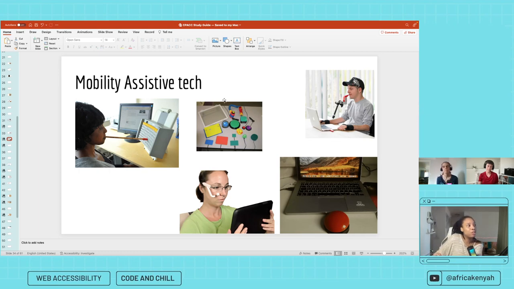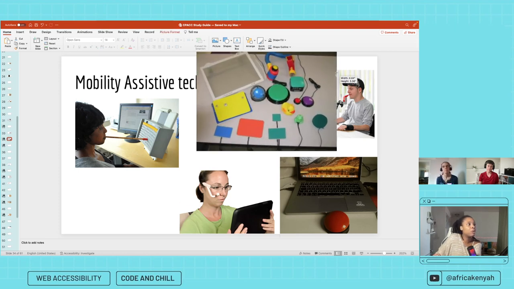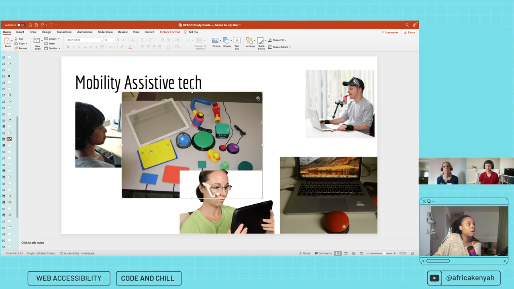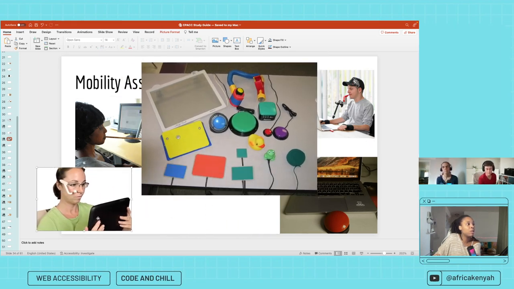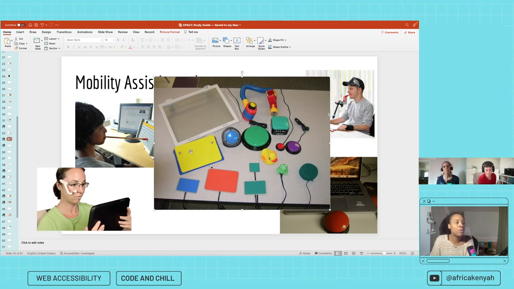We talked about switches. So here's an example of some of those switches that I was talking about. I wonder if I can make this bigger. I'm just gonna blow it up so you can see all of it. For now, and move this lady out of the way. So on the screen are a bunch of different types of switches.